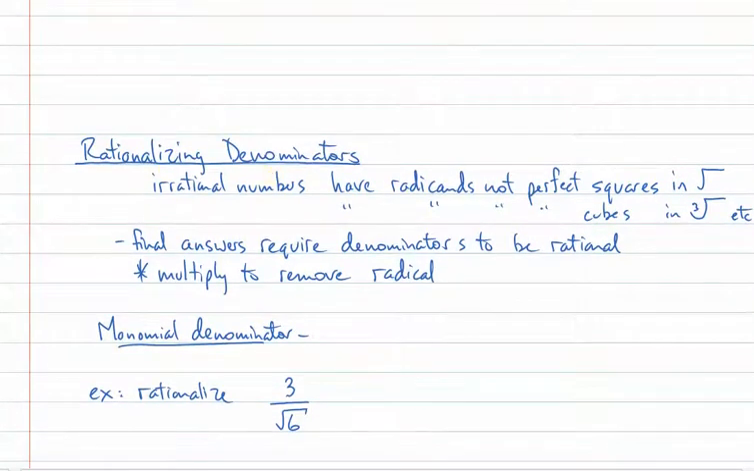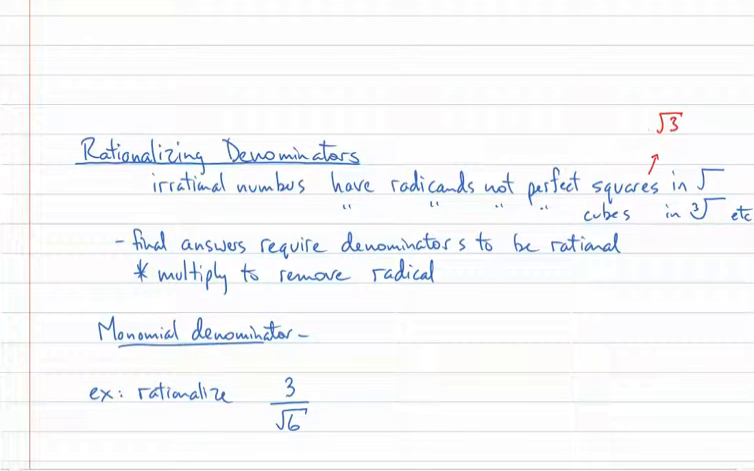Rationalizing denominators. You need to know or remember that irrational numbers have the form where there are radicands that are not perfect squares that are put inside of a radical of index 2. So an example of this might be the square root of 3. 3 is not a perfect square. The index is 2. So I'm talking about squares and square roots. I can't reduce that. Therefore, it's irrational.